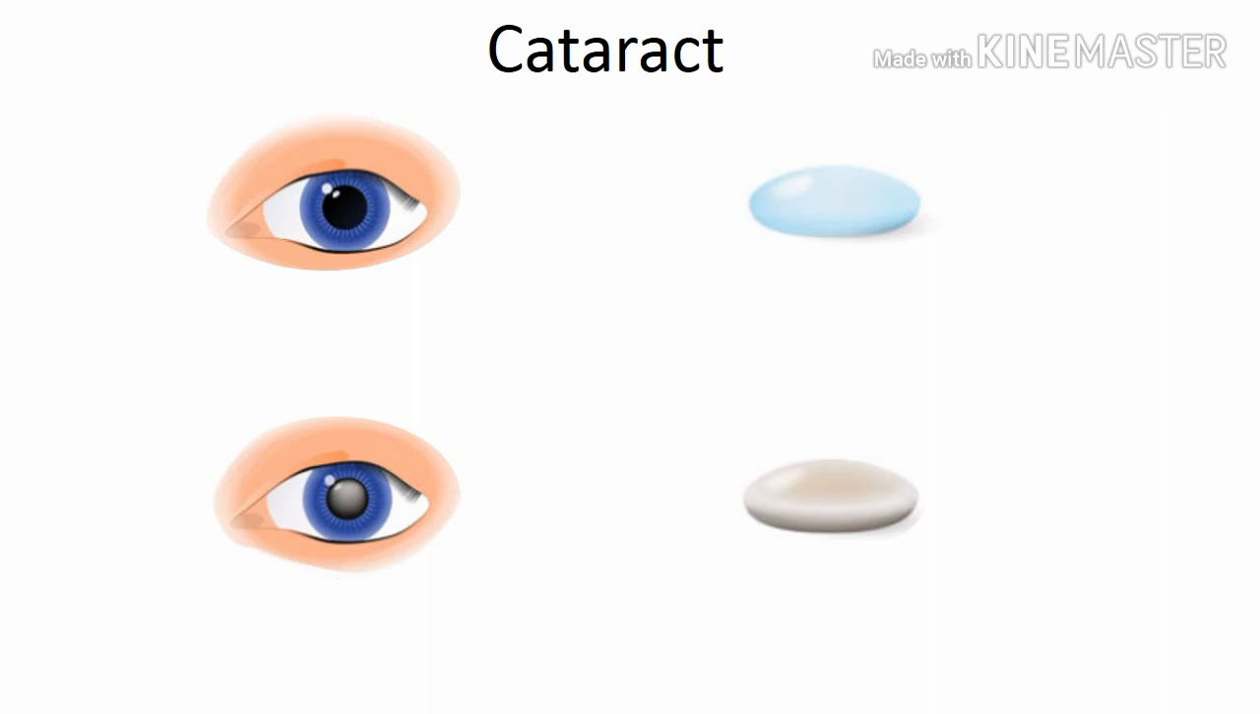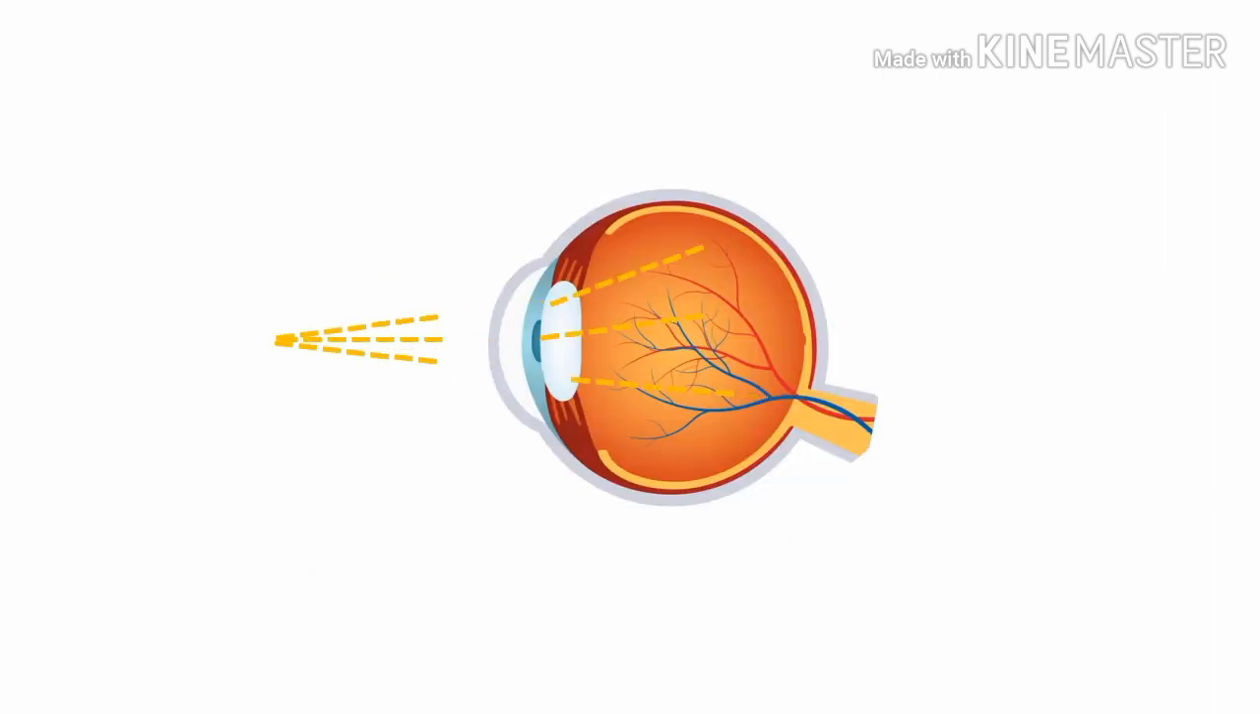Cataract is a cloudiness or opacity in the normally transparent lens. Cataract prevents the light rays coming from an object from focusing properly on the retina. Then all the objects are seen blurred. This may occur with age and genetic factors.